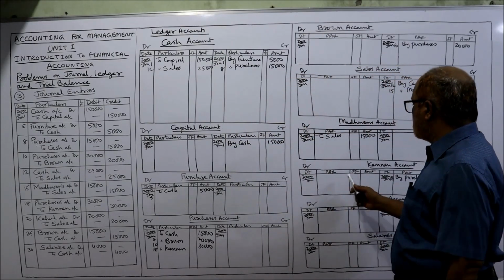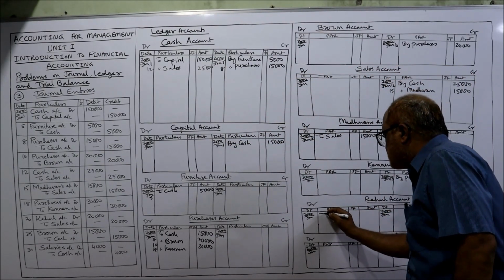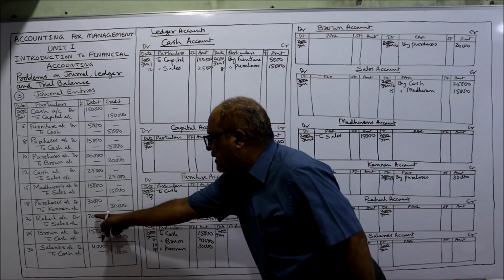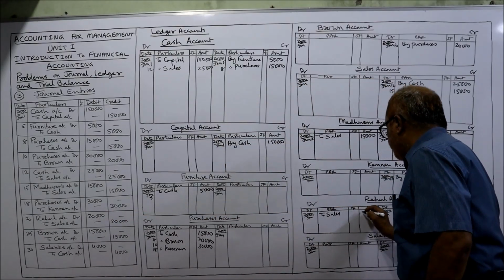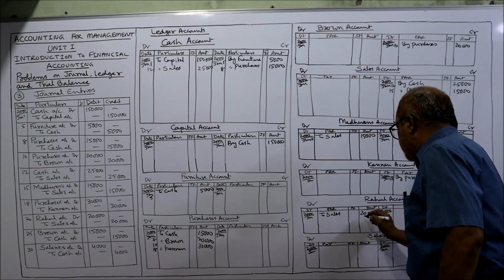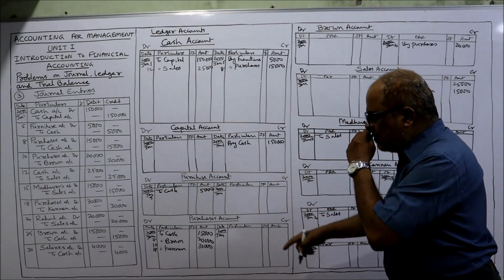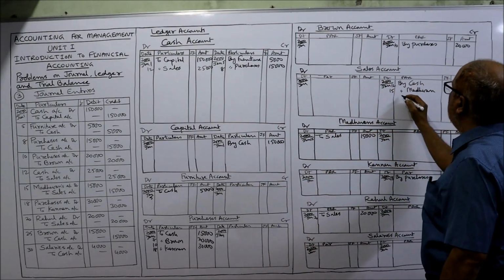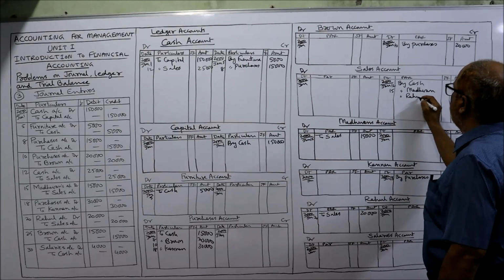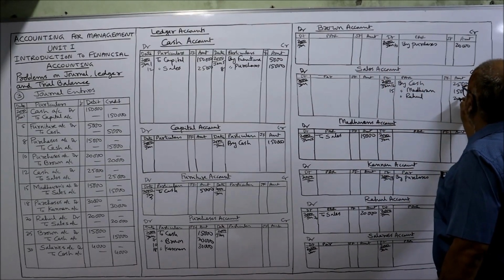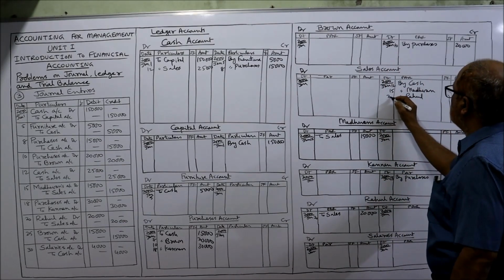Now 20th, Rahul account debit to sales. So Rahul account should be debited 20,000 and date is 20. Rahul account is debited. Sales account should be credited by Rahul. How much? 20,000. And date is 20. That's all.